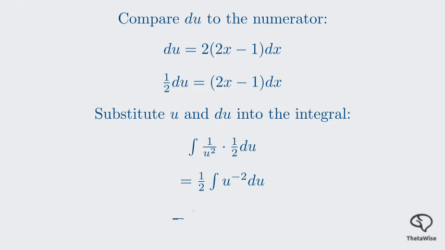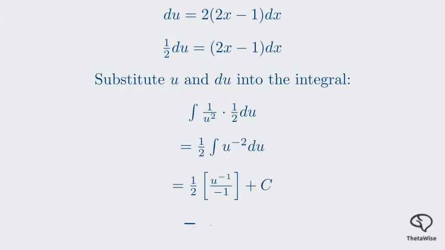Using the power rule, we add 1 to the exponent and divide by the new exponent. So the integral of u to the negative 2 is u to the power of negative 1 divided by negative 1. Don't forget the constant of integration, c. This simplifies to negative 1 over 2u plus c.